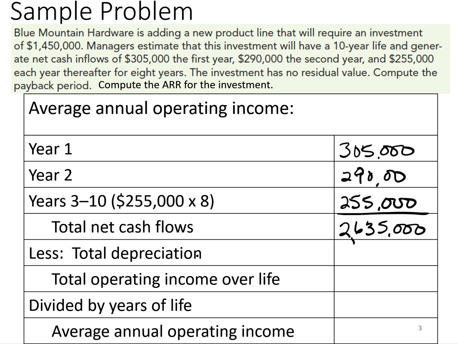Now remember, with ARR, it's based on accrual accounting income. So we have to subtract out the depreciation. So we'll have to calculate what that might be. If you recall from your financial accounting class, cost minus residual over useful life is the formula.